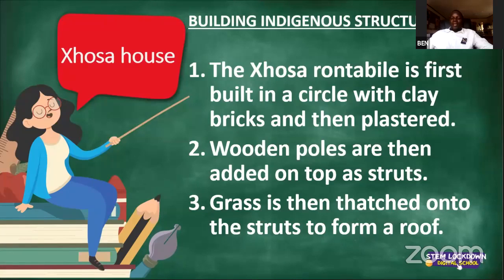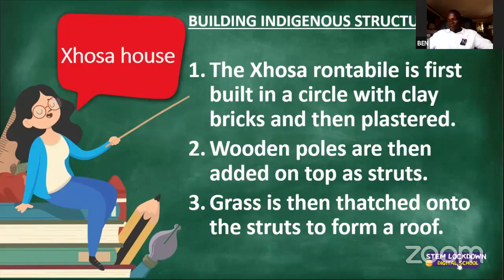Thereafter, it becomes an inverted cone that is facing downwards. Then they will put more grass on top. Thatched is the name used when we put grass on top of the roof to be the roof of the house, that is thatching. Then the struts, those are the poles. So you see, the Xhosa people use many different things, more than the Zulu people.